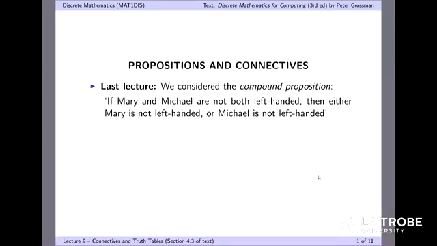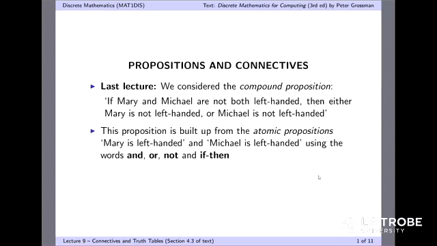Propositions and connectives. We considered the compound proposition: if Mary and Michael are not both left-handed, then either Mary is not left-handed or Michael is not left-handed. This proposition is built up from the atomic propositions, Mary is left-handed and Michael is left-handed. Then you put them together by using these connectives.